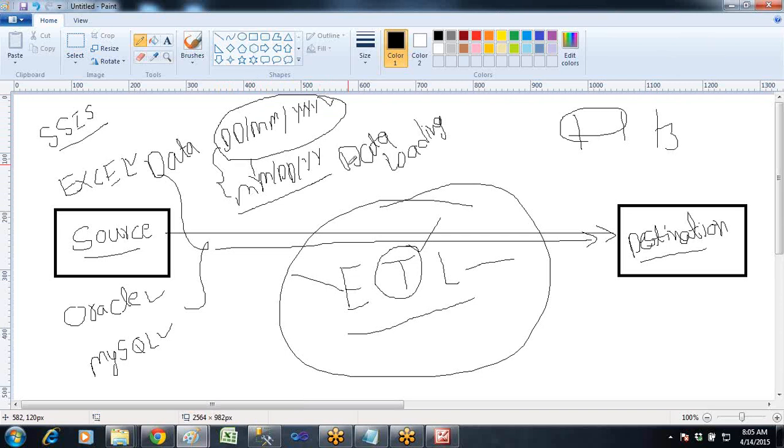This is just an example, Ashok. Once you start the practical things, you can understand very clearly what transformation means and why we need transformations.